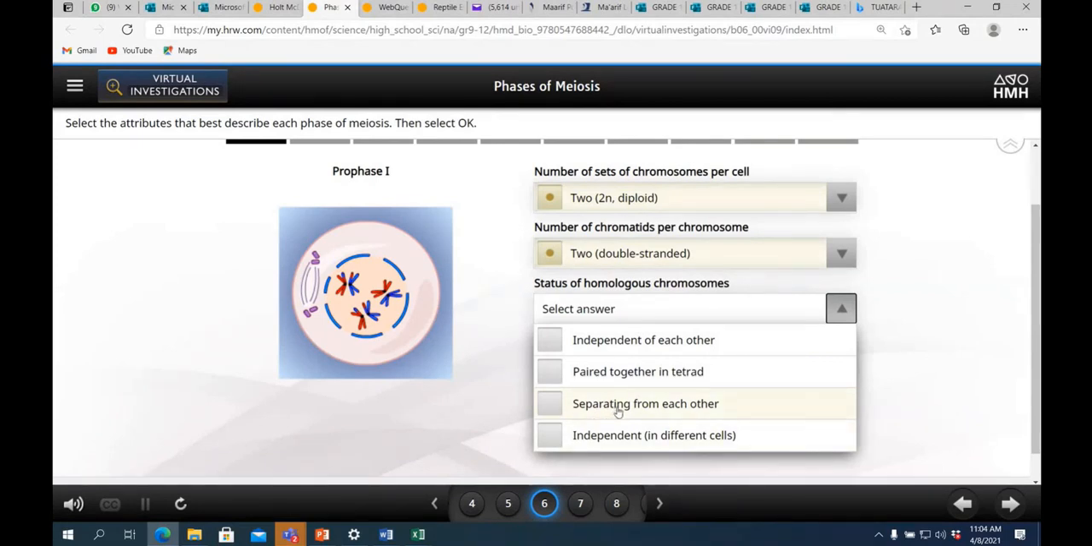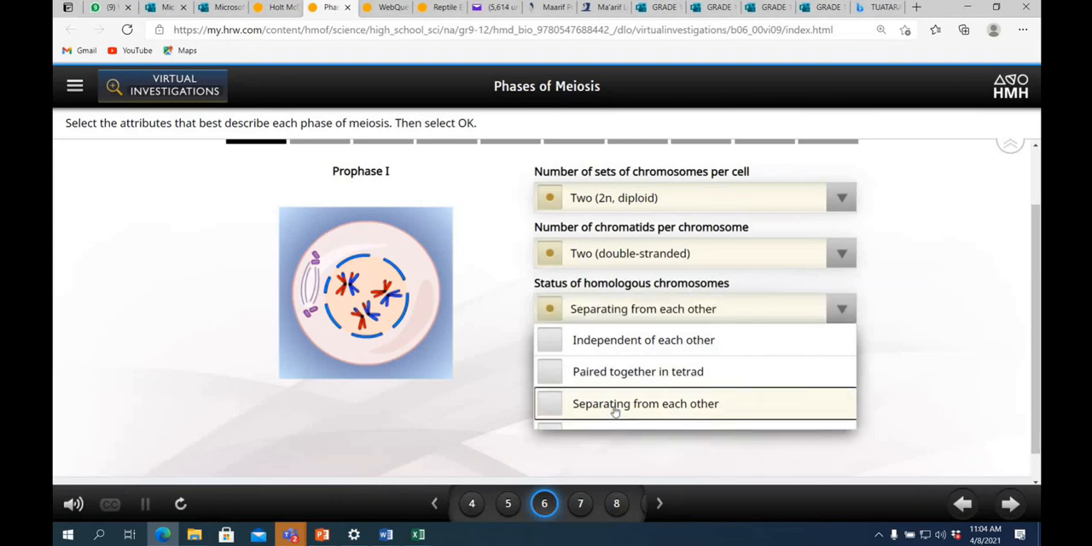Anybody else who thinks otherwise? Or shall we go with separating from each other? Independent of each other. You want to go with independent of each other? Yes. Okay, so let's check out which answer is right. Either it is A or C. Let's check C first.